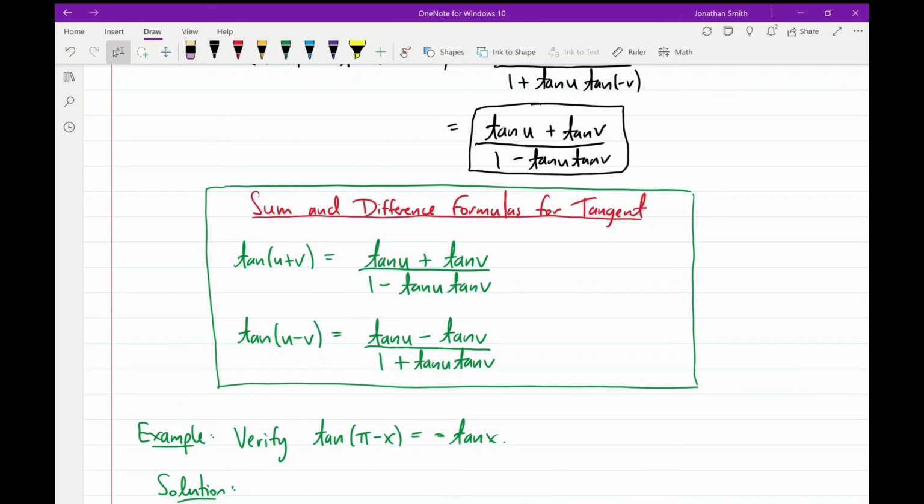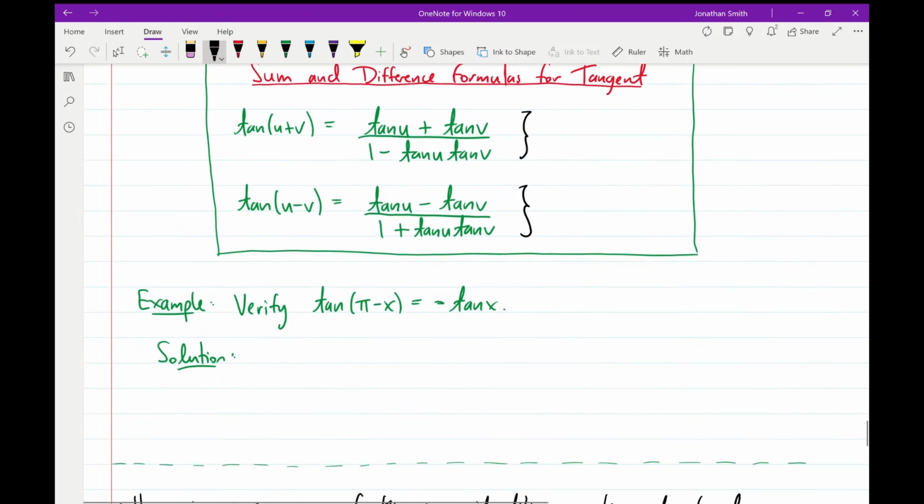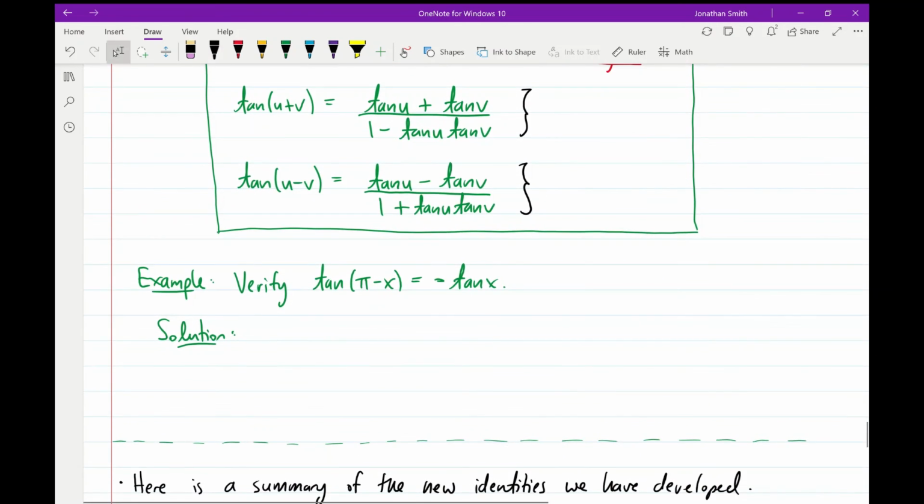All right, so I took both of those formulas that we now derived and I put them inside of a box for you, so that you now know tangent of u plus v is equal to this thing, tangent of u minus v is equal to this thing. And again, you don't have to memorize these things, but you should write them down somewhere for the test and then have the ability to use them when you need to.